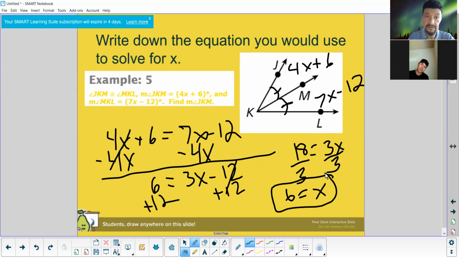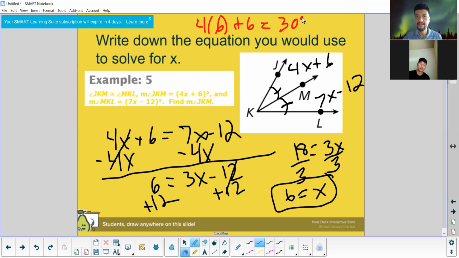Now, once I know that x is equal to 6, I do need to substitute it back in. So I'll make this in red. I'll do 4 times 6 plus 6. And this is how I get that that's 30 degrees as a result. Okay, good. All right, so let's go ahead and then move on.